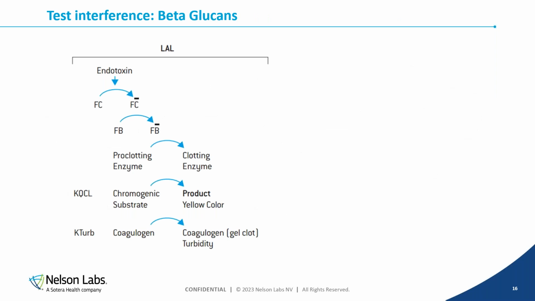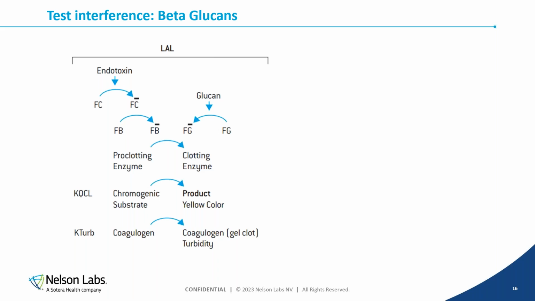And then the last interference that we notice, and you should be very aware of, is the presence of beta-glucans. If you look at how the reaction cascade goes for LAL, you see that if you have beta-glucans, there is also factor G present in the lysate of the horseshoe crab's blood. And beta-glucans will activate factor G, and this also will activate the clotting enzyme.